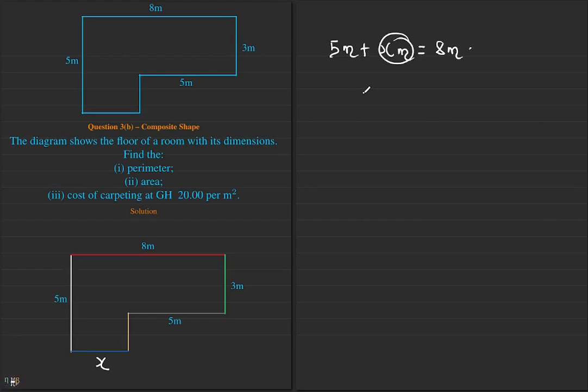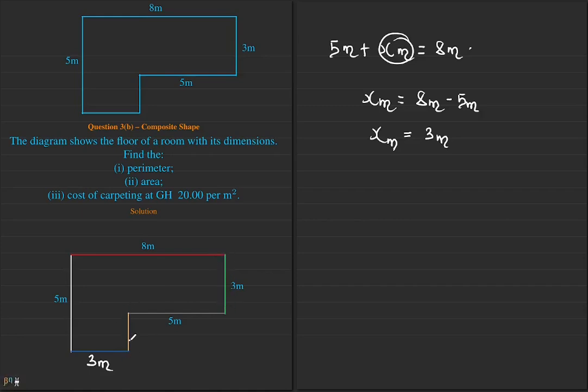Making x the subject, we have x meters equal to 8 meters minus 5 meters, and 8 minus 5 gives us 3 meters. It means this particular portion which we didn't know is actually 3 meters. So I can clean that and put my 3 meters over here. Do we now have all the dimensions? No. We have this, which is 5 meters, and this, which is 3 meters.